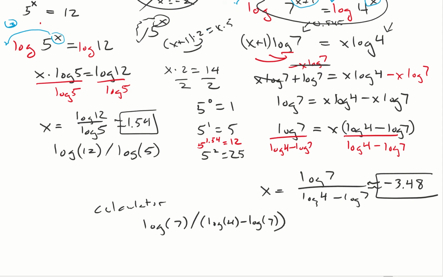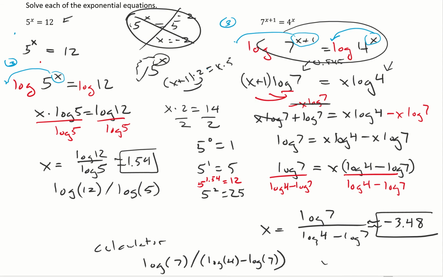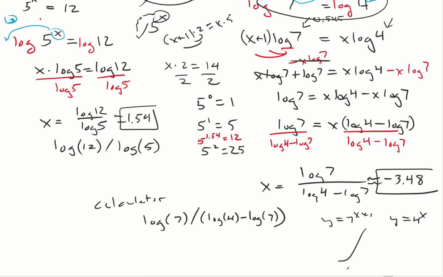In college algebra, they actually have you graph y is equal to 7 to the x plus 1, and then y is equal to 4 to the x. And you're going to have two exponentials, and where they cross is the winning answer. In this case, it looks like it's negative, so they're back here somewhere where they finally cross. It's interesting stuff.